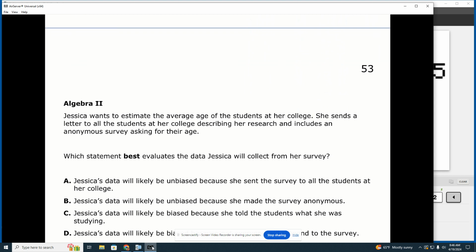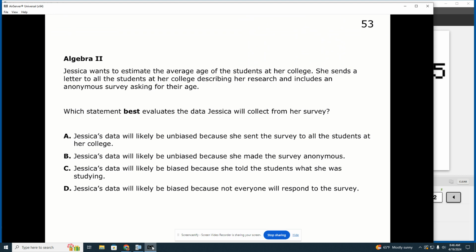All right, let's keep on cruising along here. Number 53. Jessica wants to estimate the average age of students at her college. She sends a letter to all the students at her college describing her research and includes an anonymous survey asking for their age. Which statement best evaluates the data Jessica will collect from her survey? So A, Jessica's data will likely be unbiased because she sent the survey to all students at her college.